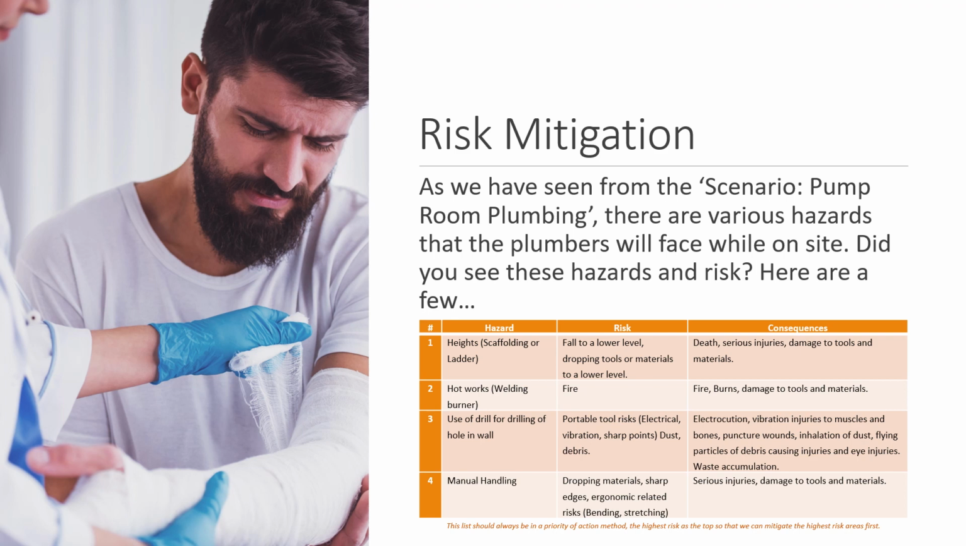And lastly, we think of manual handling. This could be dropping materials, sharp edges, or ergonomic related risks, such as bending and stretching. The consequences of which could be serious injuries, damage to tools, as well as materials. Now, this list should always be in a priority of action method, the highest risk at the top, so that we can mitigate the highest risk areas first. This is just the way we perform it, so that high risk environments are cared for in the beginning.